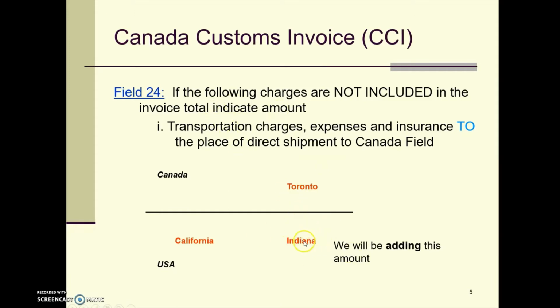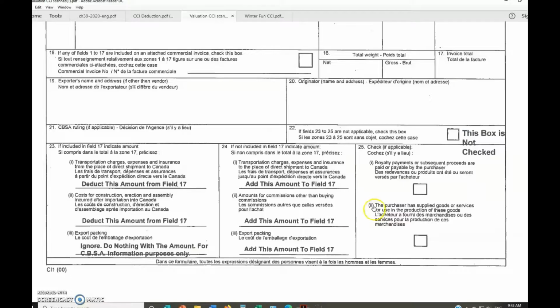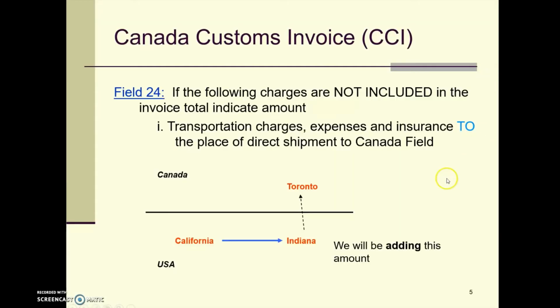So we have a shipment from Indiana to Toronto. The freight cost to get it from Indiana to Toronto across the Canadian border, this is the border, is international freight. But if there's an amount to get it from California to Indiana, this is the place of direct shipment. If that amount is not included in this price, they have to put it in field 24I, and we add it to field 17 because the duty must be paid on it. So it's the amount of the freight charge to get it from California to Indiana.